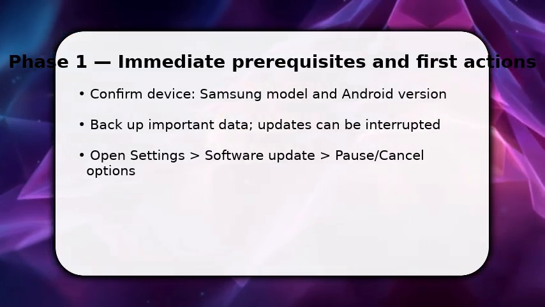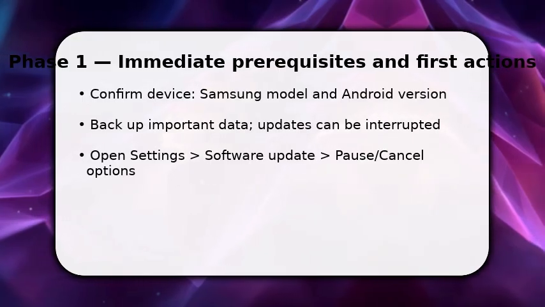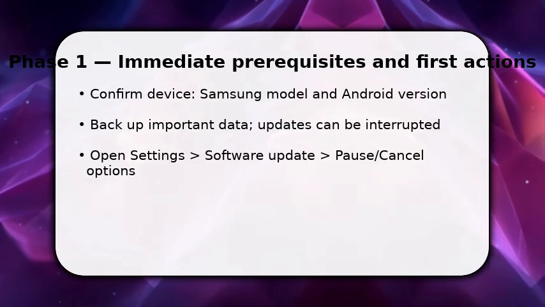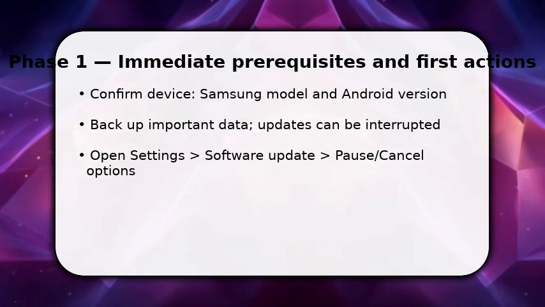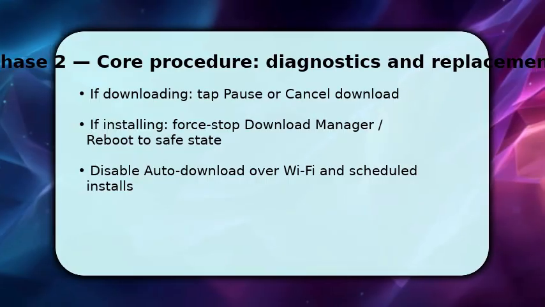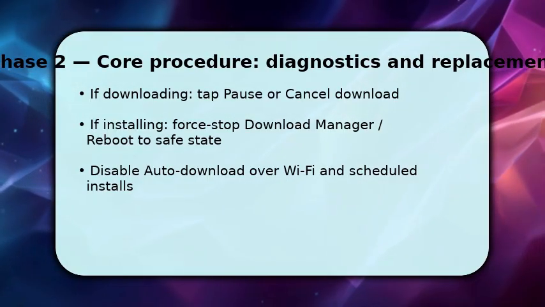If the update is downloading, tap the progress entry and choose Pause or Cancel. Use Pause for short delays and Cancel to abort completely. Once done, check battery and Wi-Fi to prevent auto-retry, and make sure Automatic Updates is noted. If the update is actively downloading, tap Pause. If available, choose Cancel Download to stop it immediately.